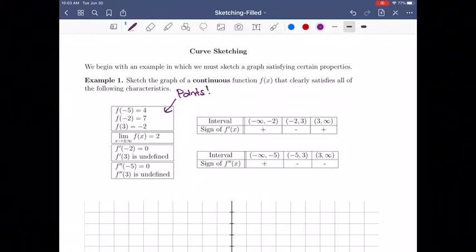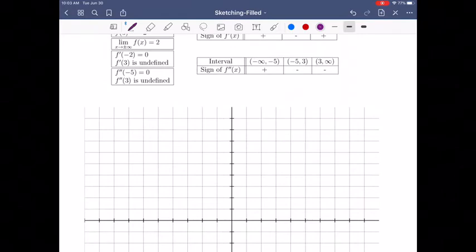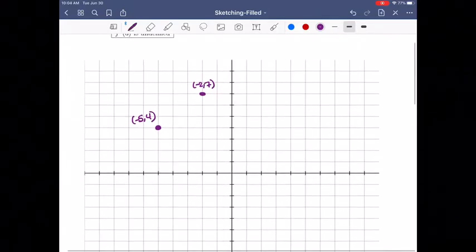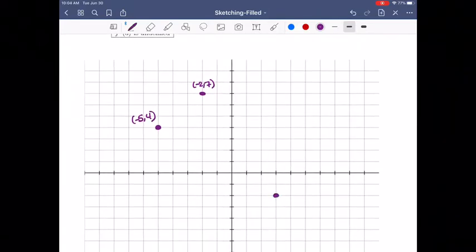So we can plot these points. So at -5, I have y equals 4. Okay, so this is -5, 4. At -2, I have y value 7. So I get a point at -2, 7. And at 3, I'm at -2. So I have a point down there. So I already have 3 points on my curve. So I know that I have to go through these 3 points.